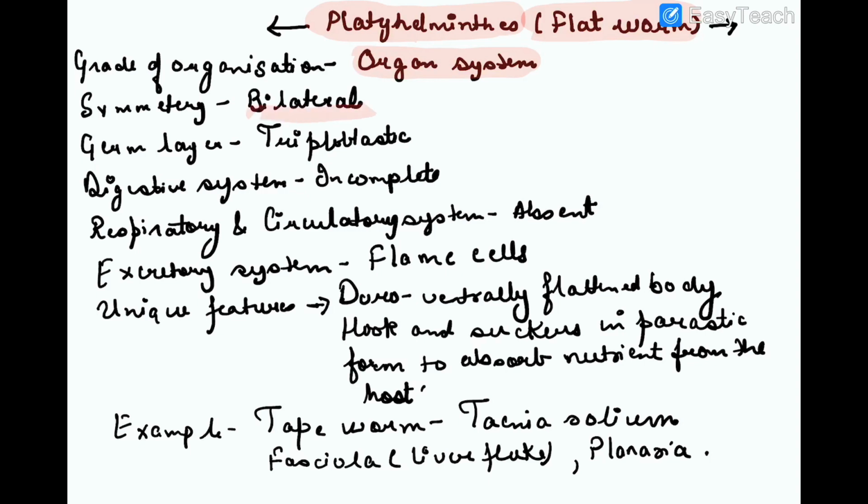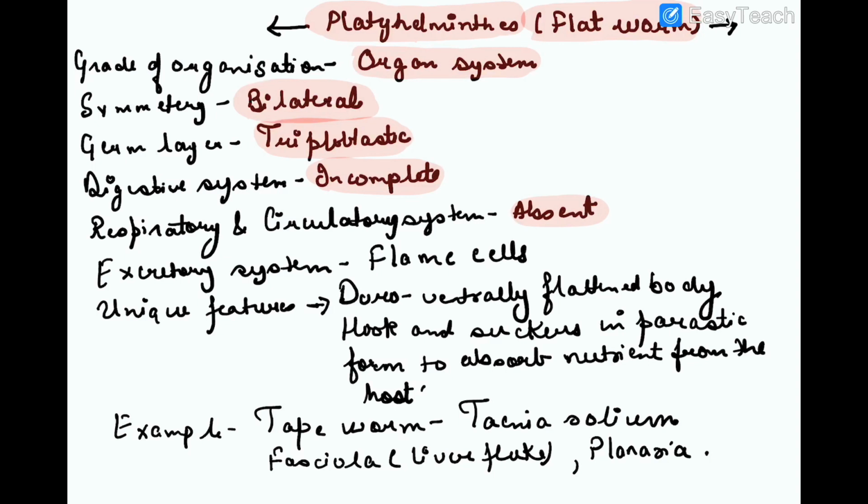Symmetry. They have bilateral symmetry. It means the body can be divided into two equal halves by only one plane. They are triploblastic, means they develop from three germ layers: ectoderm, endoderm, and between them another layer, the mesoderm. Digestive system is incomplete, which means they have a single opening for mouth and anus. Respiratory and circulatory systems are absent.